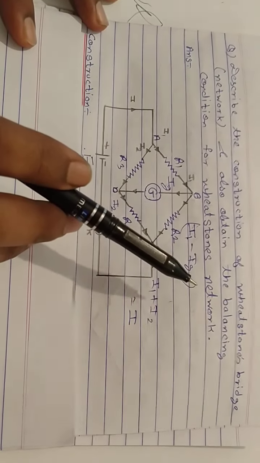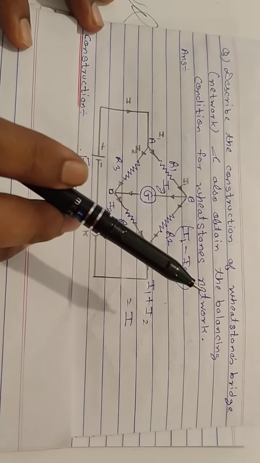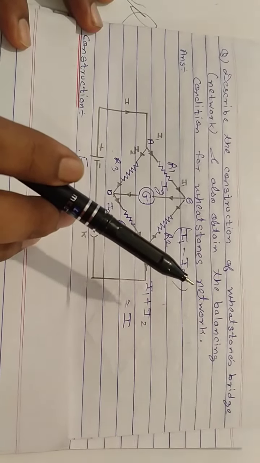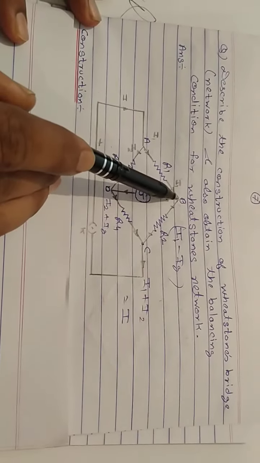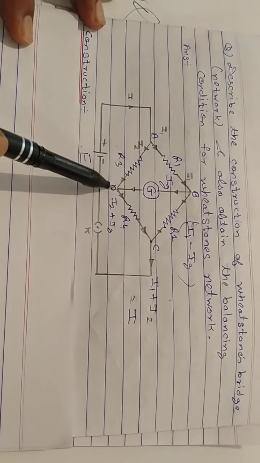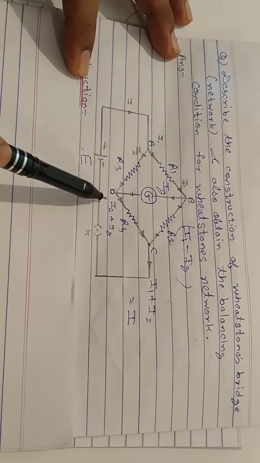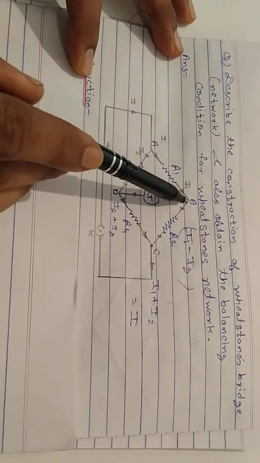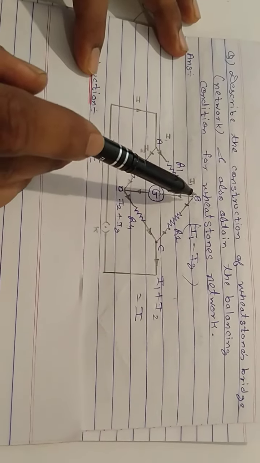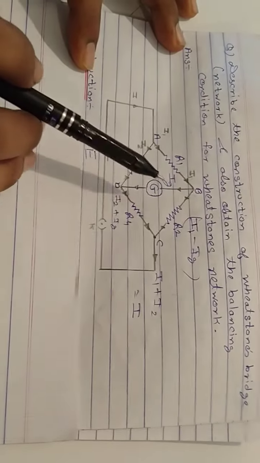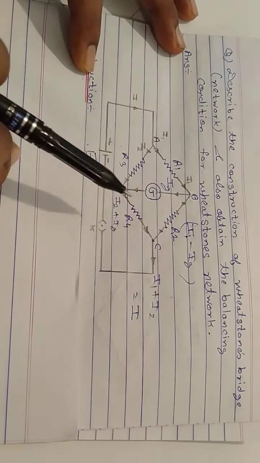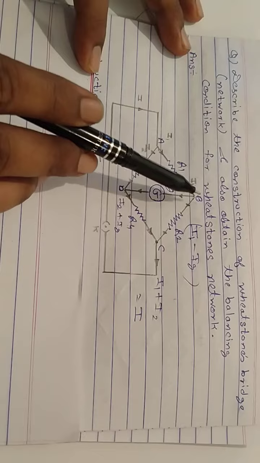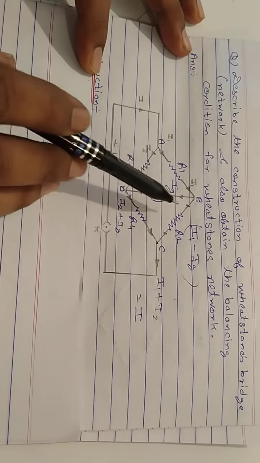Now we have to understand the balancing condition for Wheatstone network. Students, the balancing condition for Wheatstone network is that the voltage at point B and D should be the same. What do you mean by that? The voltage at point B and D being the same means VB equals VD. When VB is equal to VD, the current flowing through the galvanometer is always 0.